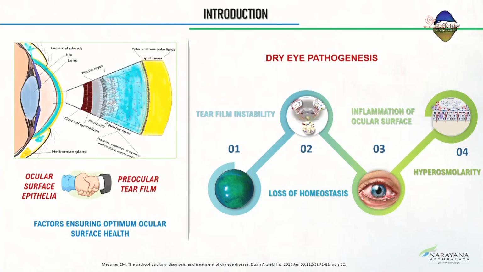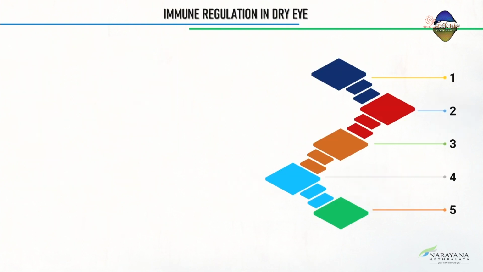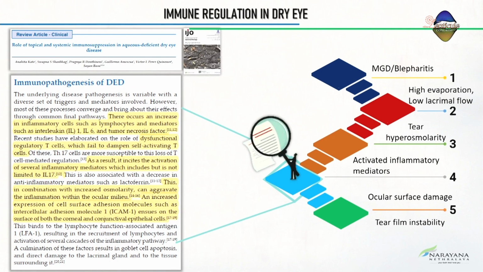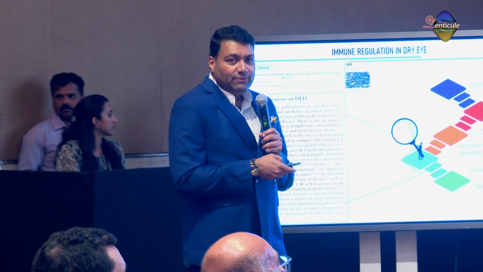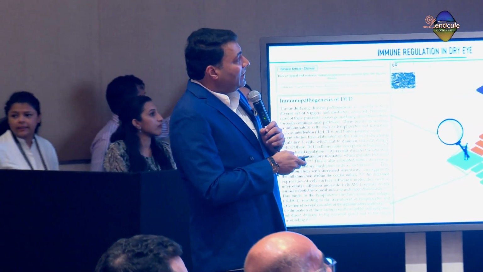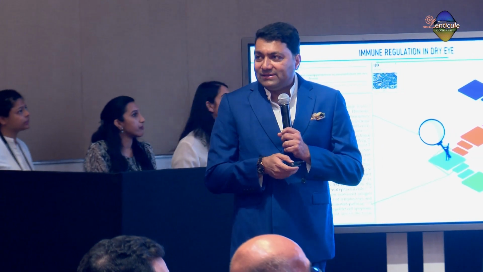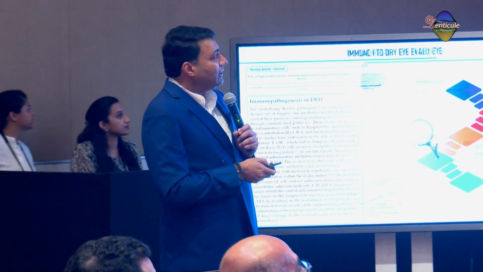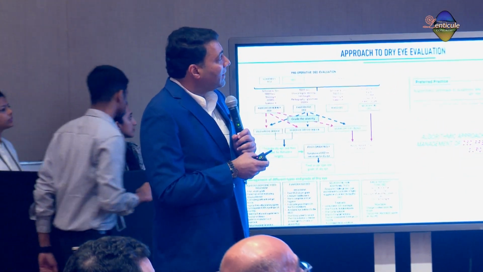And again, the most important structure in outcome when you see the quality of vision is your tear film. And tear film has various things involved in it, and the most important thing is the role of immunopathogenesis. And a lot of these molecules will be discussed also about their impact in your dry eye treatment.